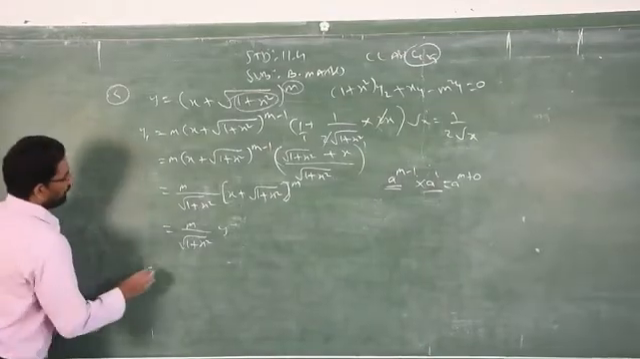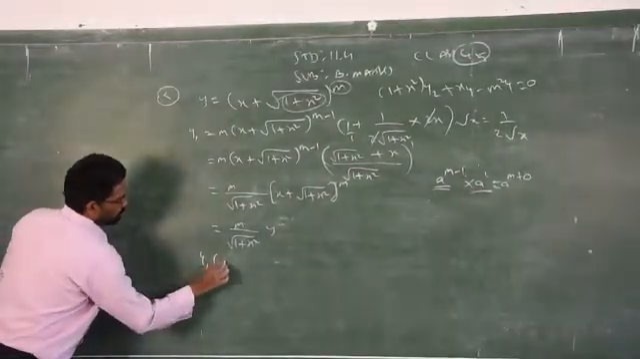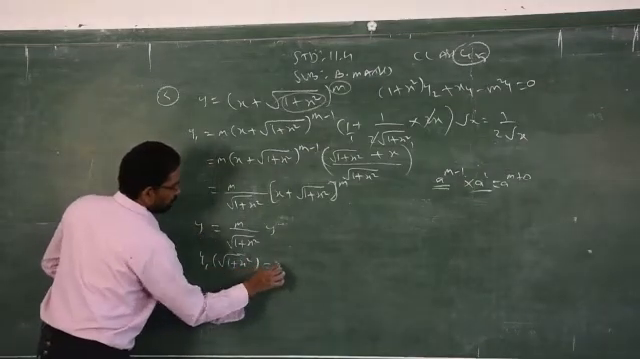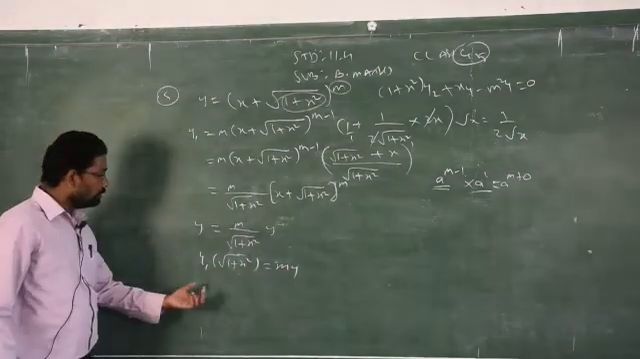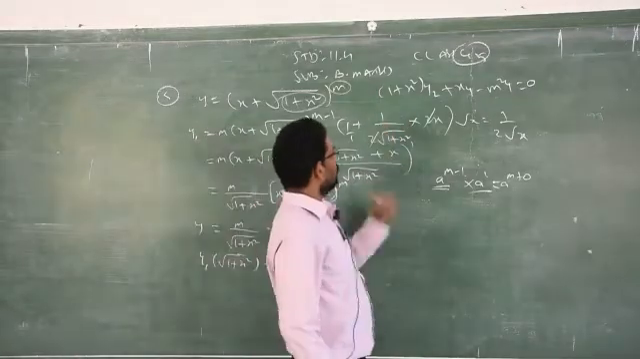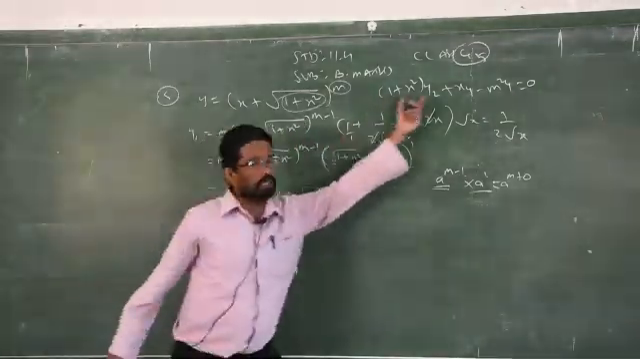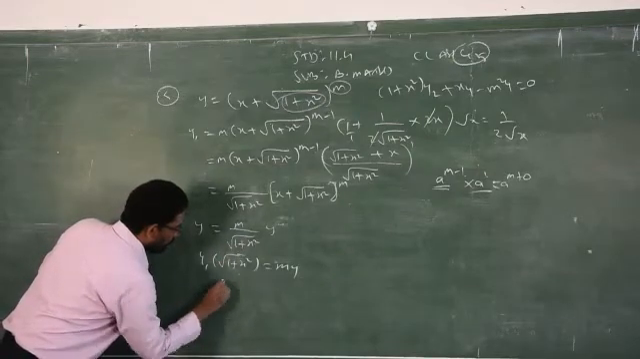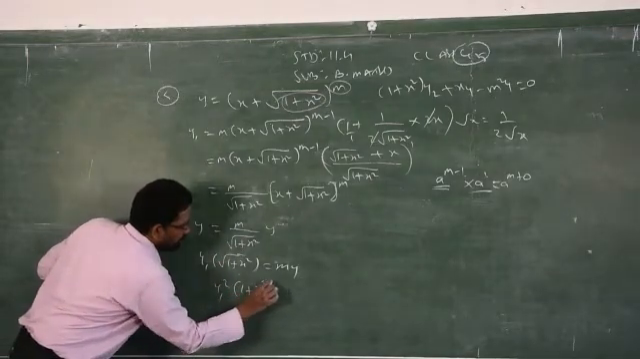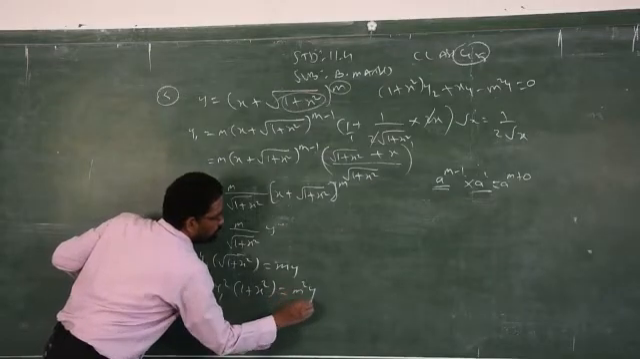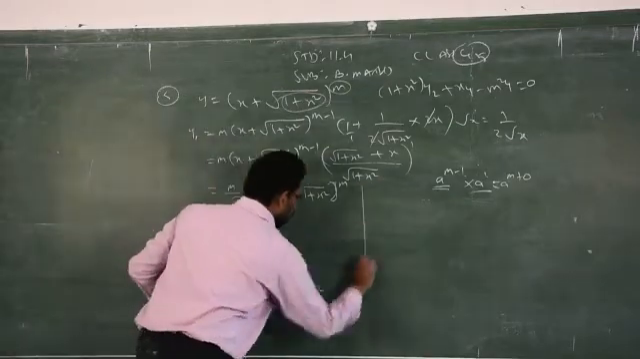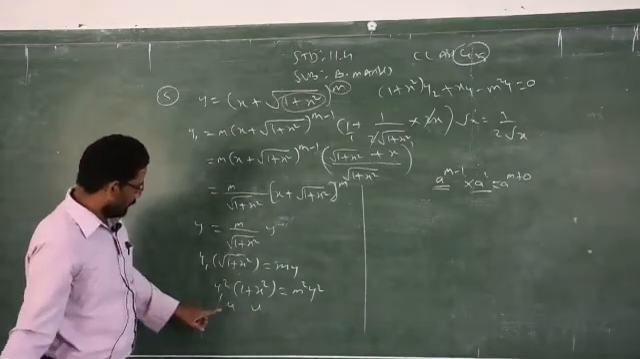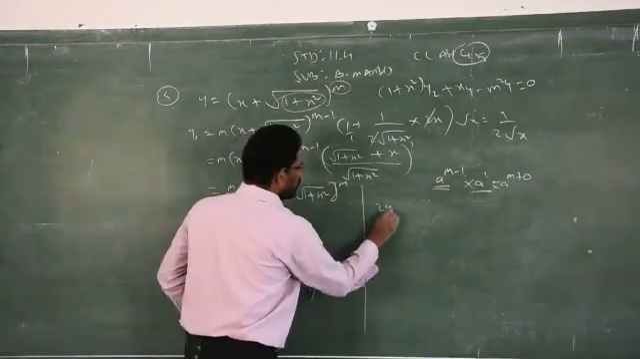Then I am cross multiplying, y1 square root of 1 plus x square is equal to my. I would like to remove the square root because there is no square root of 1 plus x square in the proved condition. Therefore, squaring on both sides, you will get y1 square into 1 plus x square is equal to m square y square. Now you have to differentiate by using UV method. You have to apply UV method, that is 2y1.